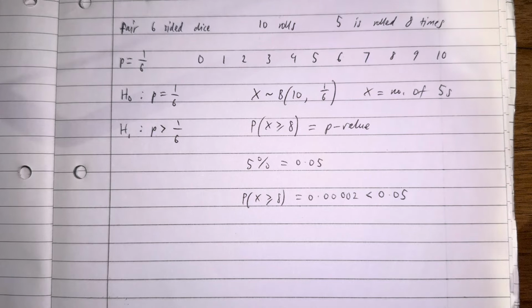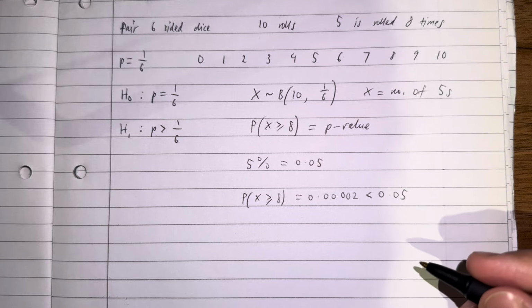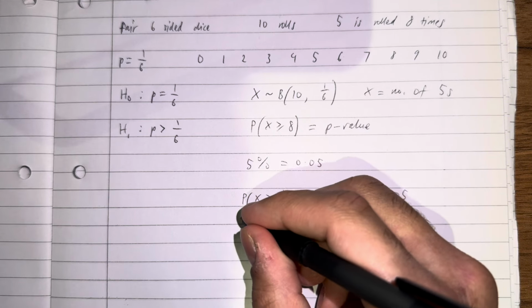Now, the next step is to analyze this in context, and this is one of the most important steps in the hypothesis test. So we can see that our p-value is less than our significance level. What that tells us is that our result is significant.